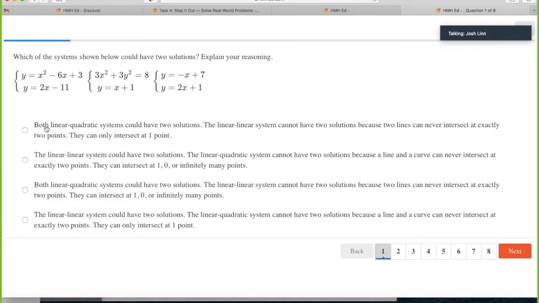So both linear quadratic systems could have two solutions. The linear system cannot have two solutions because two lines can never intersect at exactly 2 points. There can only be one intersection, at least in Euclidean geometry. Let me check my answer. This is 2.4, Check Understanding. The first and second systems, both linear quadratic systems, could have two. Yeah. So there you go.